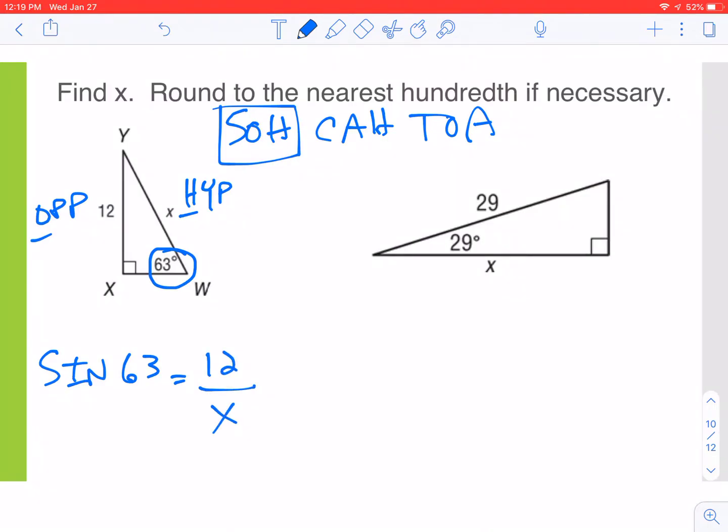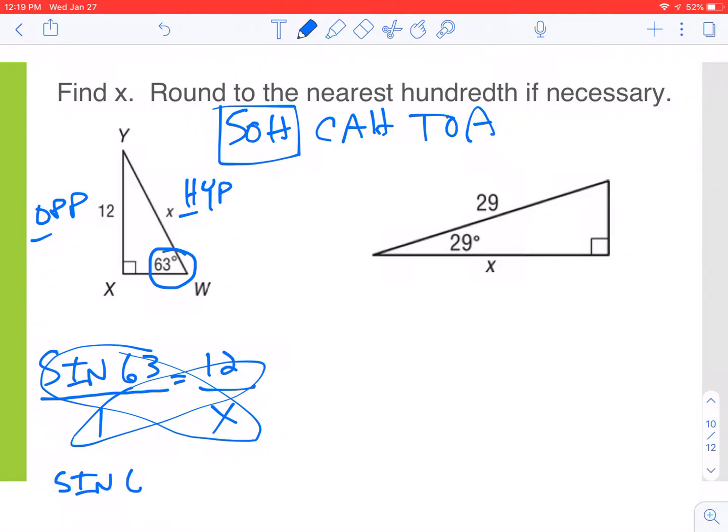Okay, when we get x in the bottom, I'm going to teach you guys an easy way to do it. We're going to turn this into a proportion and cross multiply. So we get the sine of 63. That's all one number, by the way. Sine by itself is not a number. Times x equals 12. Divide both sides by sine of 63.